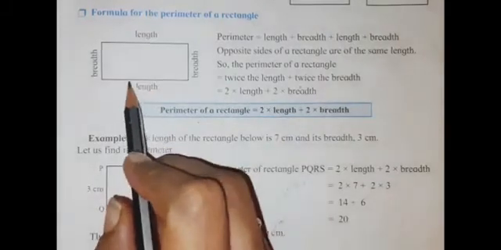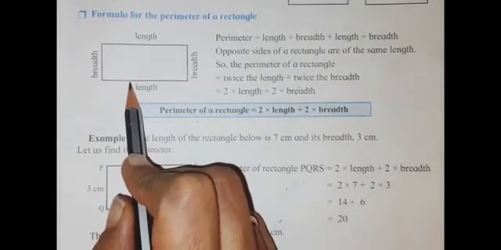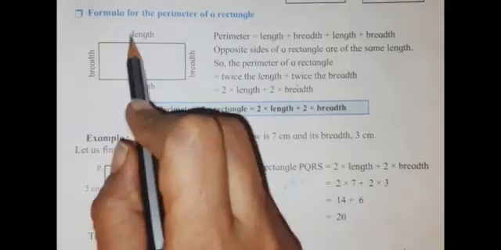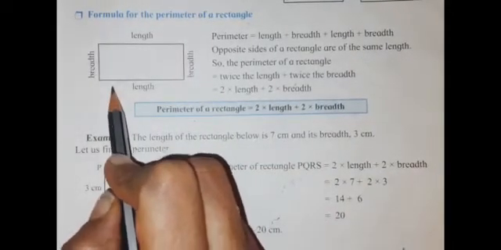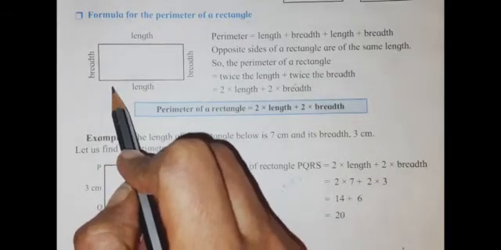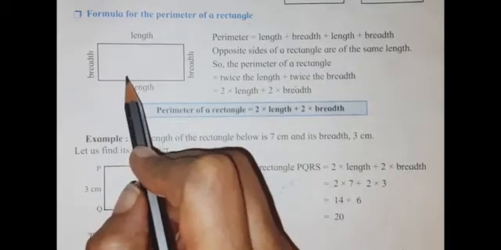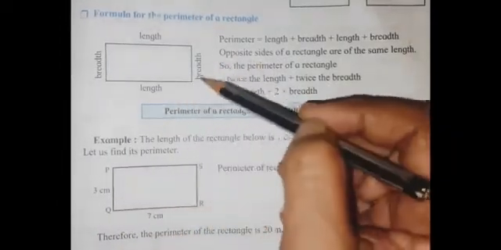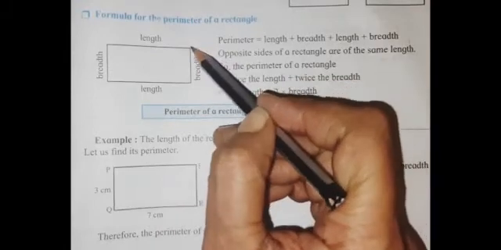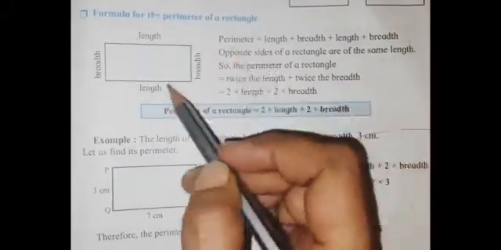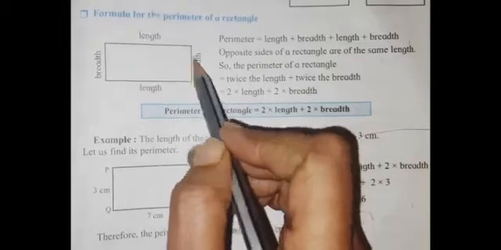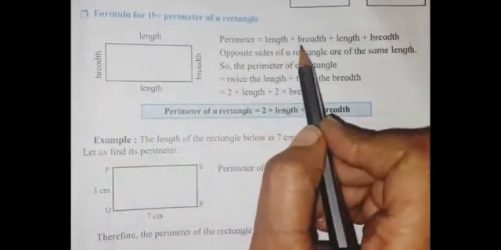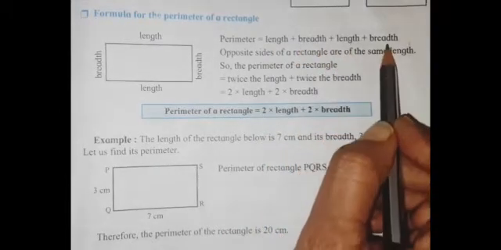Now see, what is this figure called? This is a rectangle, and we know that the sum of the lengths of all the sides of a figure is called its perimeter. Now we will find out a formula for the perimeter. In a rectangle, this one is length and this is breadth of a rectangle. Now the perimeter of a rectangle is length plus breadth plus length plus breadth. So here perimeter is equal to length plus breadth plus length plus breadth.